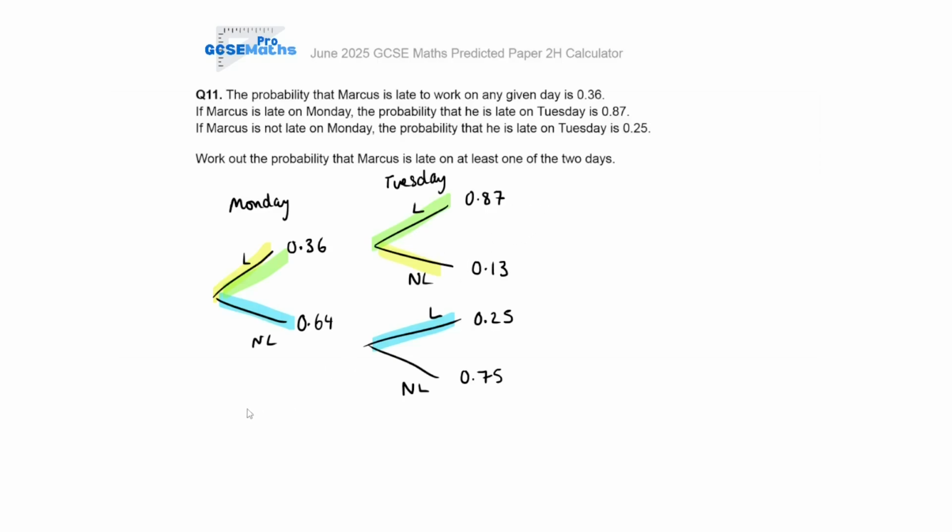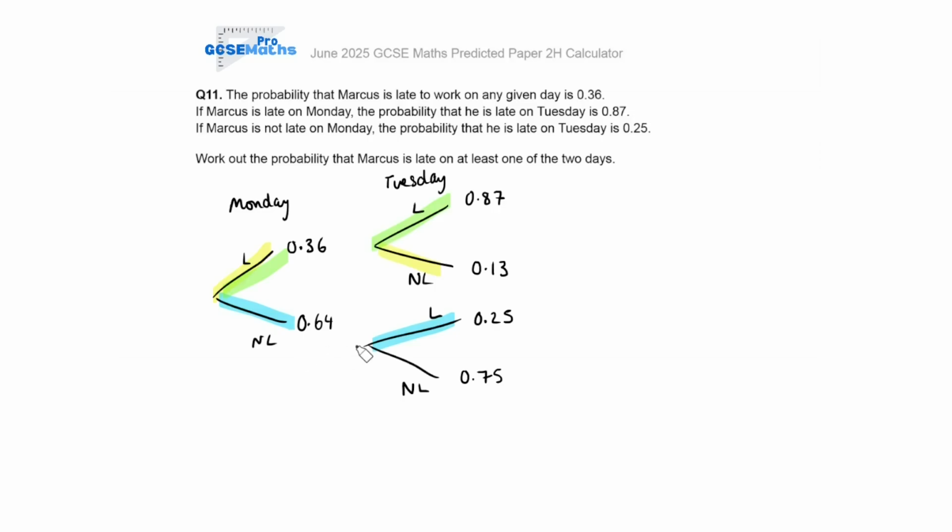If you feel like this makes more sense, what you can do is identify the only scenario that's not highlighted, which is if Marcus is not late on either Monday or Tuesday. So you could work that out and then subtract it from 1. So you've got 2 options here. I'm going to go through the whole 3 options just to show you how to use the tree when you've got more than one option, but you can do as I mentioned if you prefer.